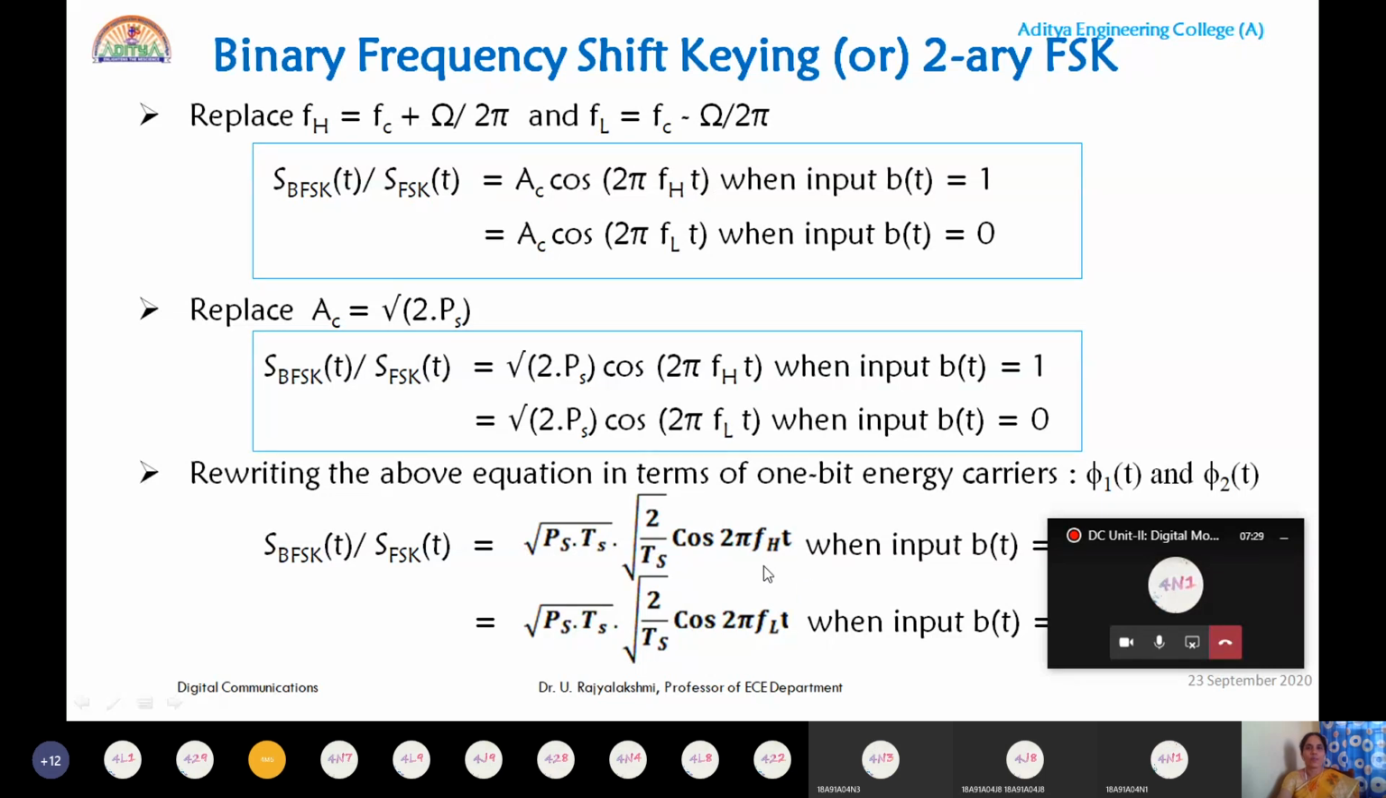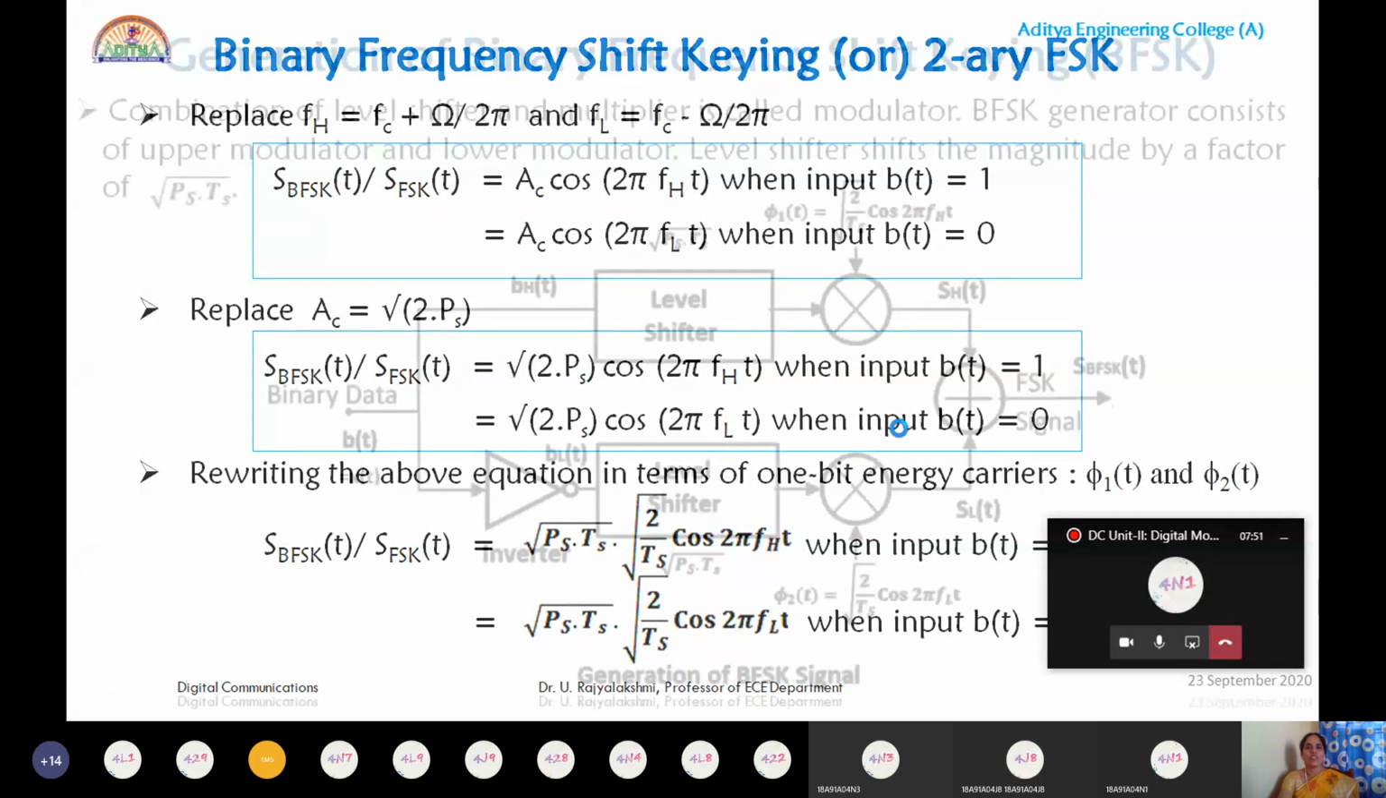What is phi1 of t? Phi1 of t is the 1-bit energy carrier due to the frequency fH, and phi2 is the 1-bit energy carrier due to the frequency fL. Phi1 of t is root 2 by Ts into cos 2 pi fH t, and phi2 of t is root 2 by Ts into cos 2 pi fL t.